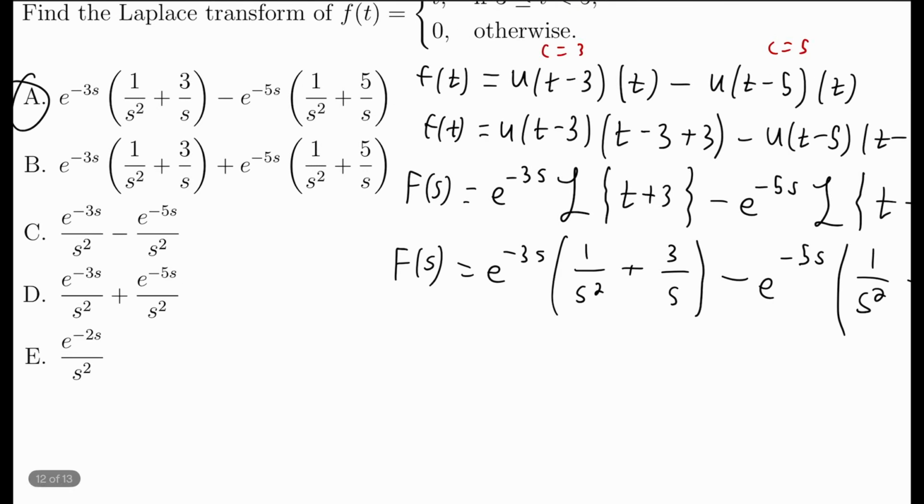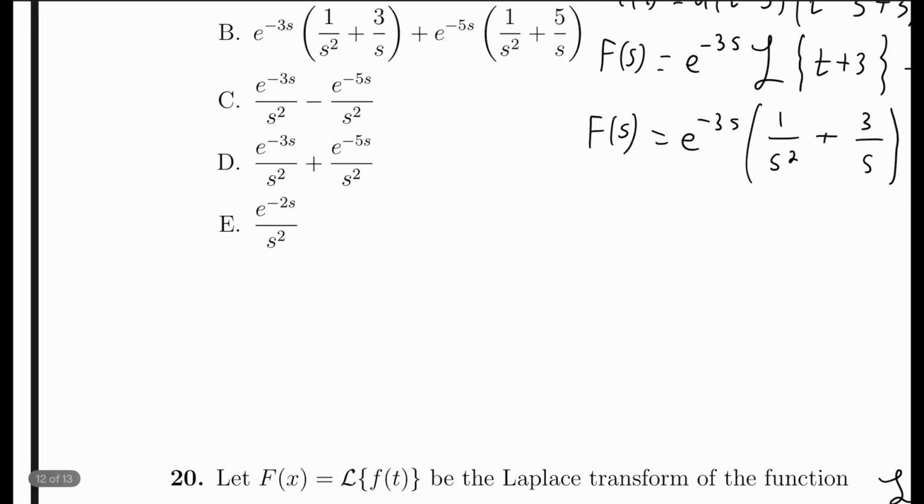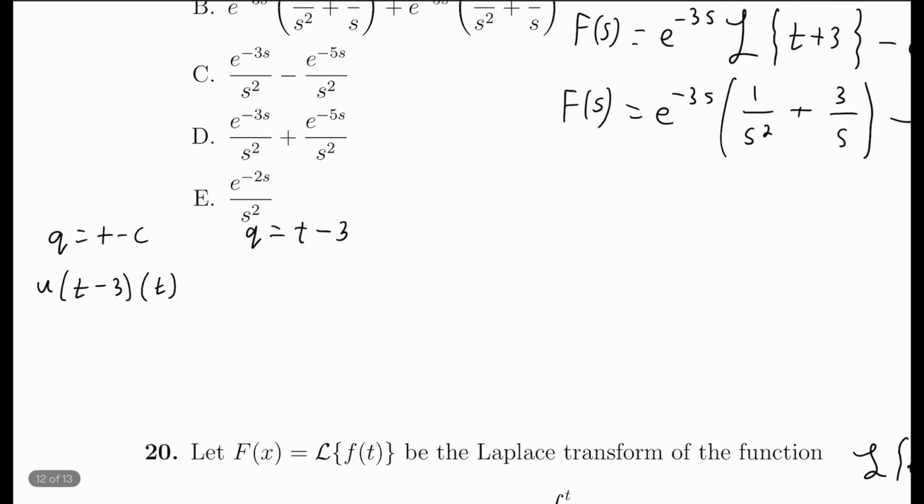I wanted to add this on to problems like number 19, because these confused me a lot with the whole getting your form of t minus c in there. One thing that has been helpful for me is to define a new variable, q, as t minus c. So in a problem like we were doing before, where we have u of t minus 3 times t, q becomes t minus 3.